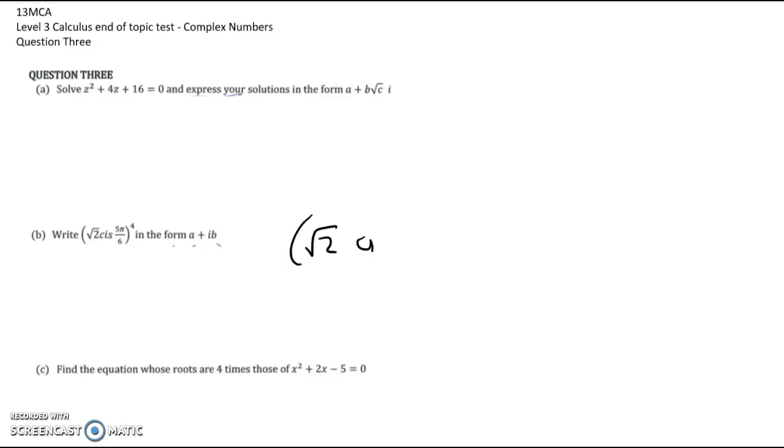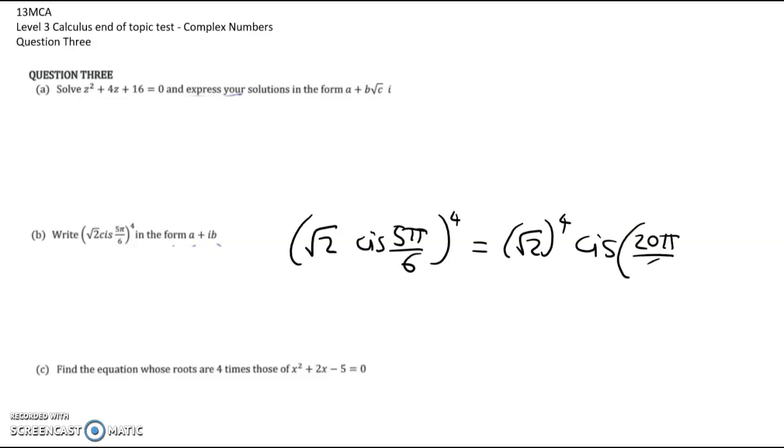We've got root 2 cis of 5 pi on 6 to the power of 4, which is going to be root 2 to the power of 4, cis of 20 pi on 6, right? So I'm multiplying these two together. And I can simplify that straight away to 10 pi over 3.